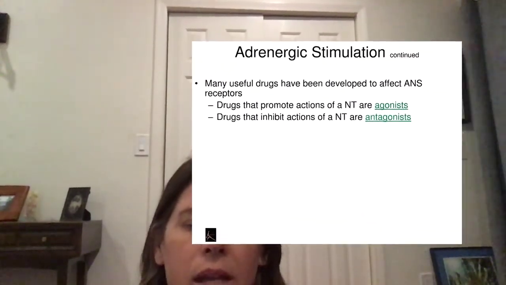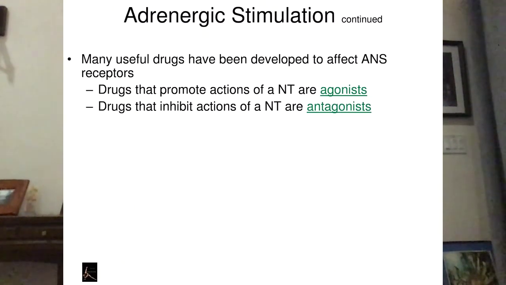And again, there are some useful drugs that have been developed to affect the autonomic nervous receptors. Drugs that promote the actions of a neurotransmitter are called agonists. So when you want more of the same, that's an agonist. For example, and again, you don't have to memorize this, but just to illustrate the point, terbutaline is a beta 2 agonist, and it relaxes the bronchioles to help people with asthma. It keeps the airways open so you can breathe better.